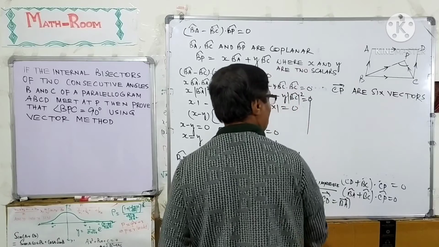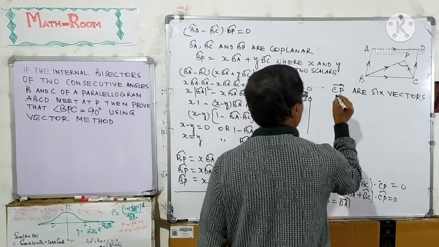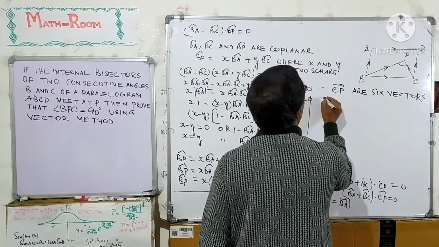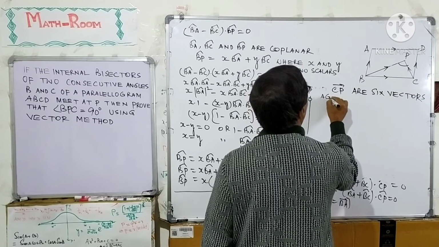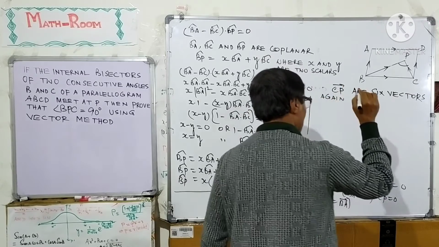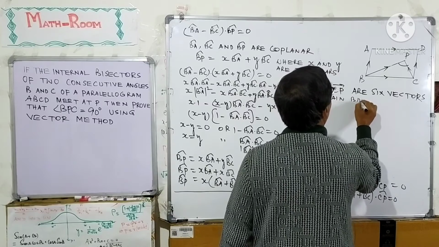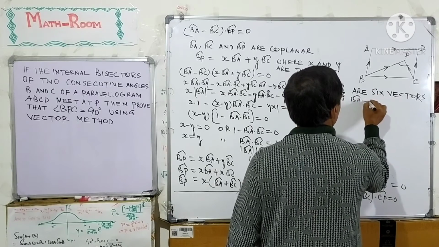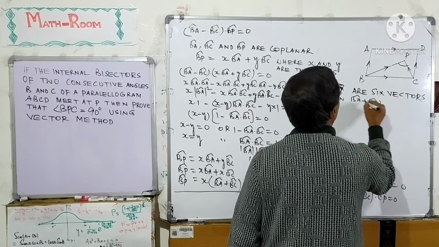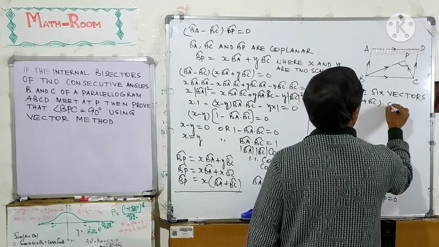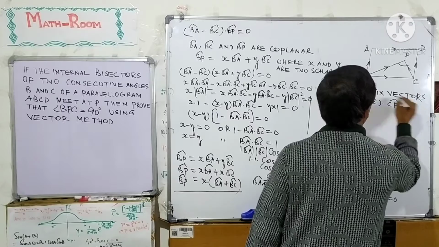Now, we have also got (BA cap plus BC cap) dot CP cap equal to 0.